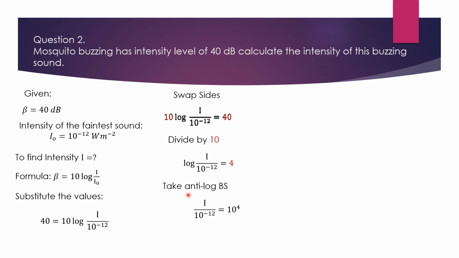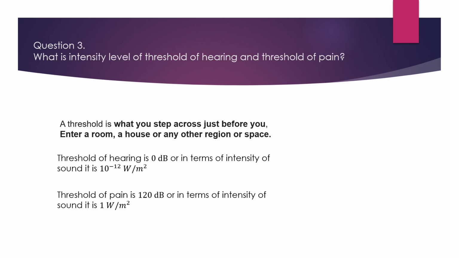Now taking anti-log on both sides, this becomes I over 10 power minus 12 equal to 10 power 4. So move 10 power minus 12 to the right hand side, or I is equal to 10 power 4 into 10 power minus 12. Now 10 power 4 and 10 power minus 12, by the laws of exponents, adding these two, 4 minus 12 equals minus 8. So this becomes intensity is equal to 10 power minus 8 watt per meter square.